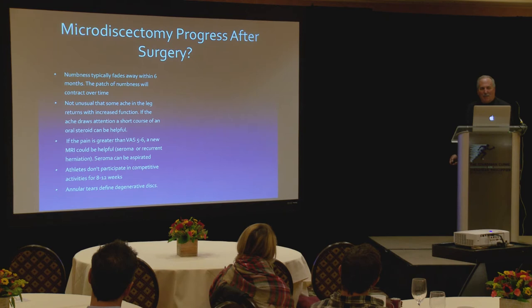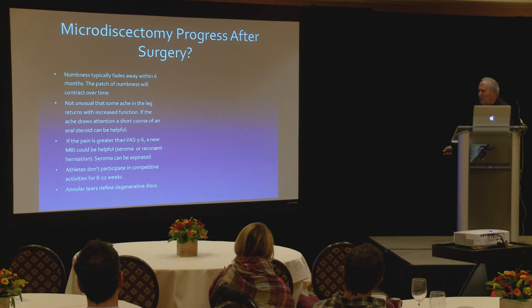Once you get the pain away, they can feel the numbness and they get a little pissy sometimes until you explain all that. So it's not unusual that you can still have some ache in the leg, and as it returns with increased function, that can draw a short course of an oral steroid occasionally. And if the pain in my book is greater than a visual analog score 5 or 6, you need a new MRI because you want to see a seroma or recurrent herniation.